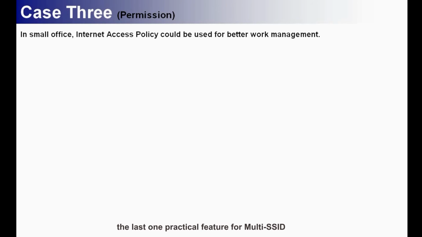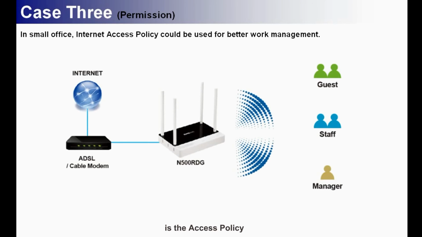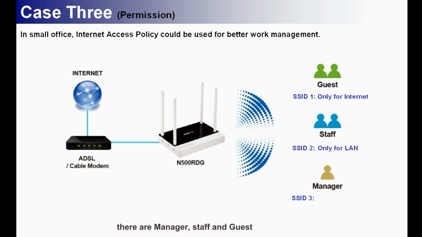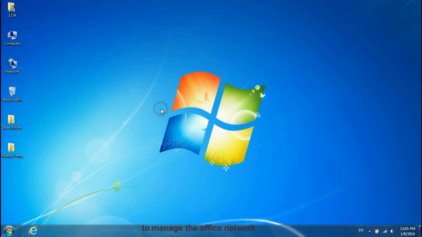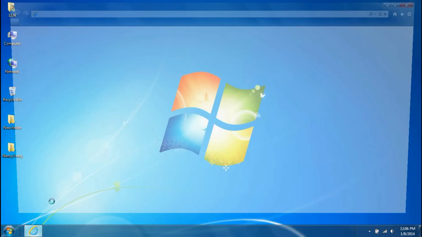The last practical feature for multi-SSID is the access policy. This is suitable for a small office. There are manager, staff, and guest, so we can set up 3 SSIDs, one for internet only, one for LAN only, one for both. The following video will introduce how to use this access policy to manage the office network.